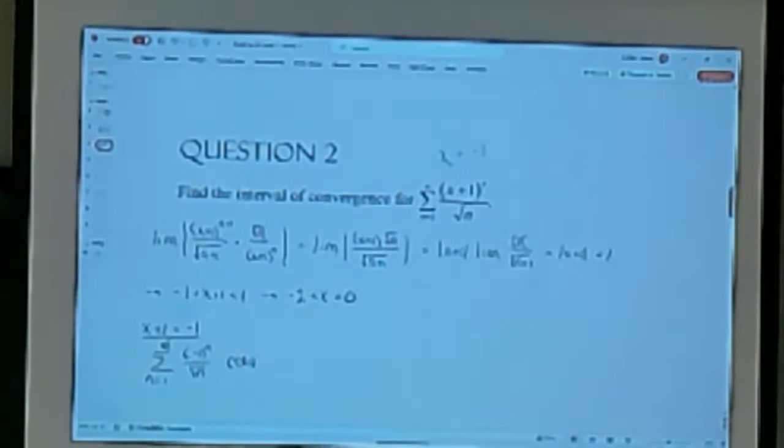At the right endpoint, x plus 1 is going to be 1. What does that series do? It would diverge. Why? Because it's a p-series and the power on the bottom, 1/2, is less than 1. That is a divergent p-series. So it converges at the left endpoint, but diverges at the right. So half closed, -2 to 0.